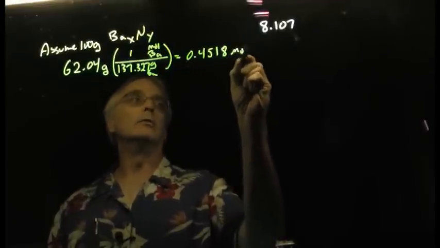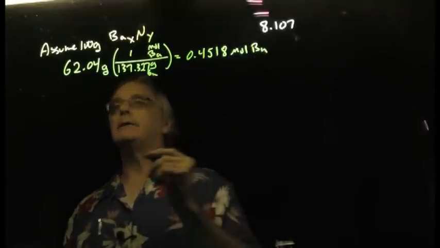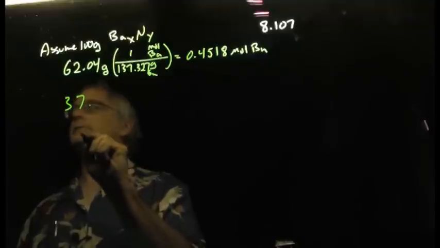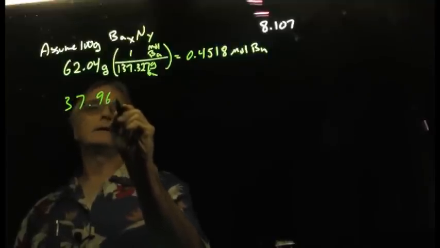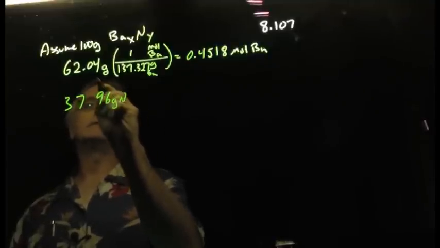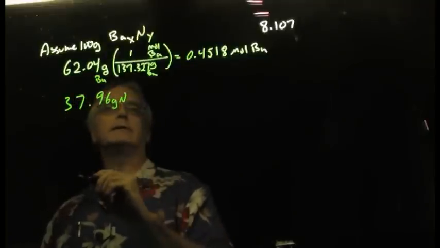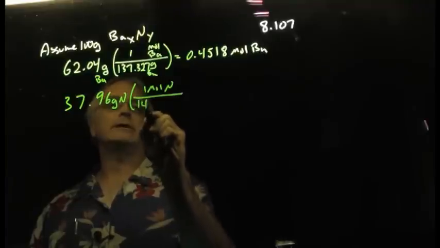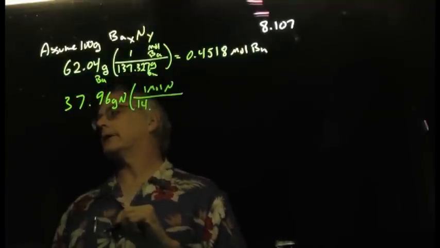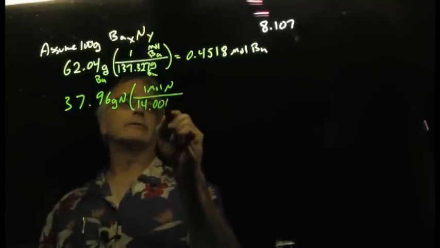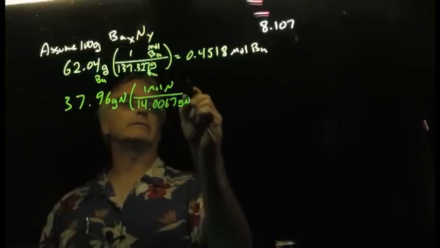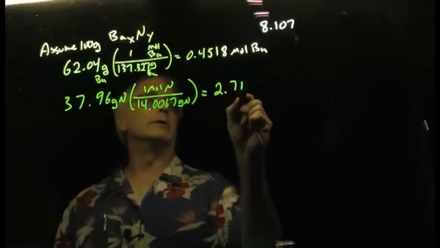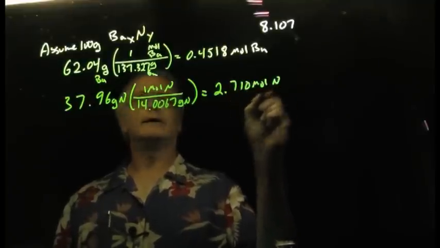0.4518 moles barium. And I repeat that calculation using the percentage of nitrogen we're told. Grams nitrogen, ooh, that should say barium up there. Grams nitrogen. 1 mole of nitrogen, of course, is, using all the digits on the periodic table, 14.0067 grams of nitrogen. Punch that out of my calculator, and I got 2.710 moles of nitrogen.